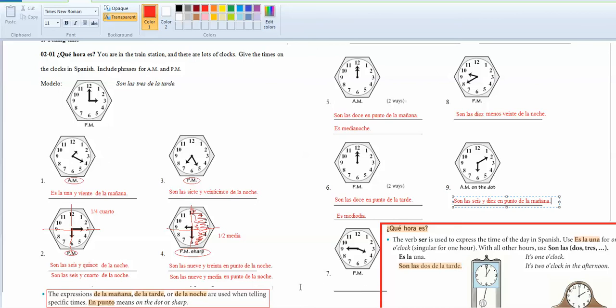Okay, on the last one down here, it looks like it's 3:45, so it's almost 4 o'clock. So I'm going to go ahead and say that it is 4 o'clock. Son las 4. Okay, but it's not quite 4. It's going to take me 15 minutes to get to 4, so I'm going to say "son las 4 menos cuarto de la tarde." And this time I'm putting "tarde" because it's afternoon.